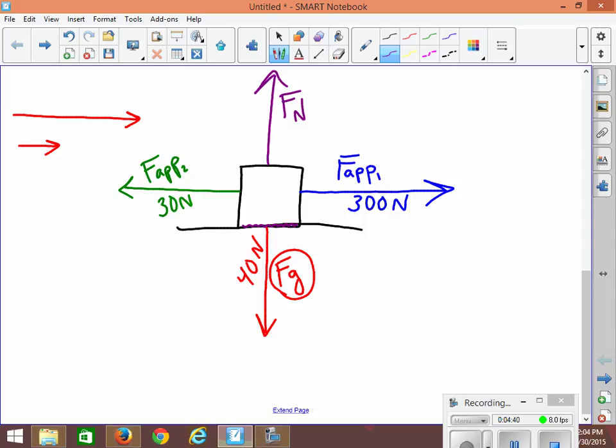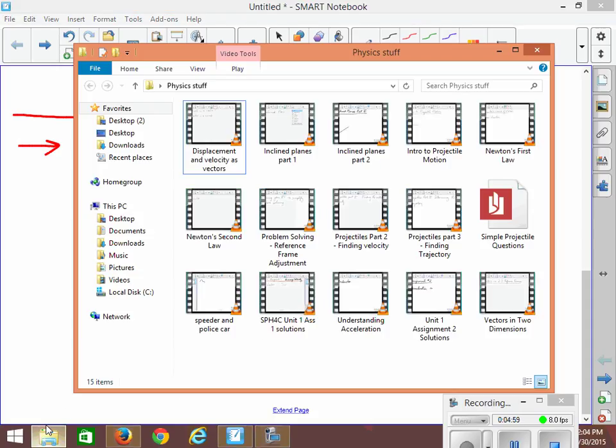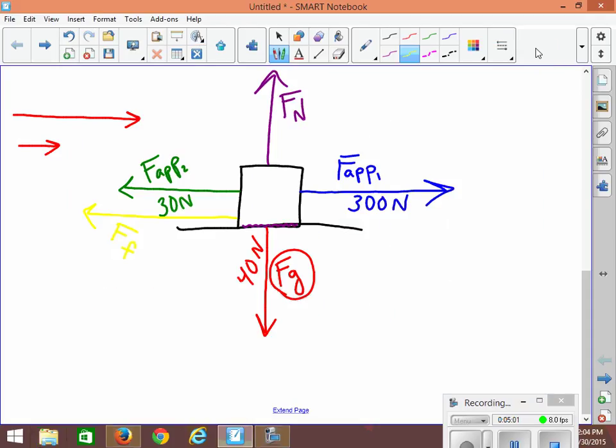And so perhaps we would need to add a frictional force. The frictional force might be acting against the motion, and this could be the force of friction. And you could label it, or you could figure it out. Sometimes we know the numbers for sure because the question tells us. Other times we don't. So we leave them like this and we draw them all in.